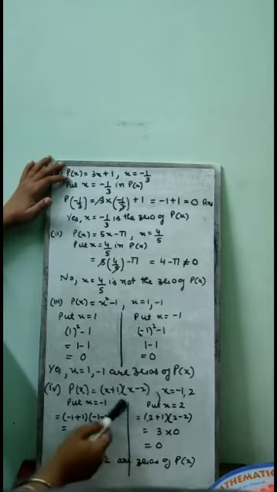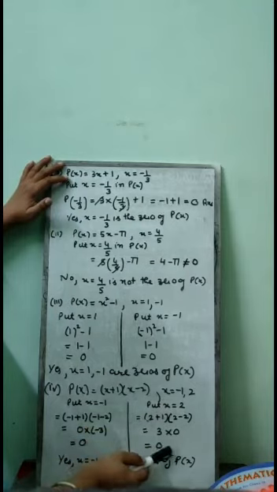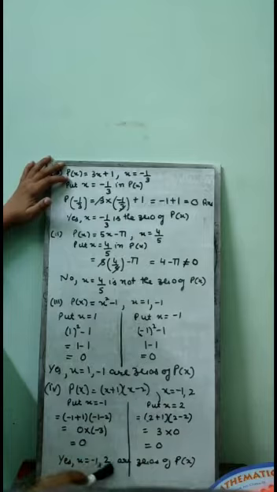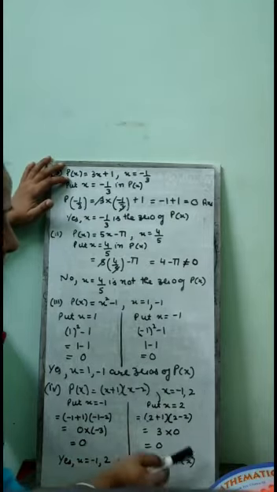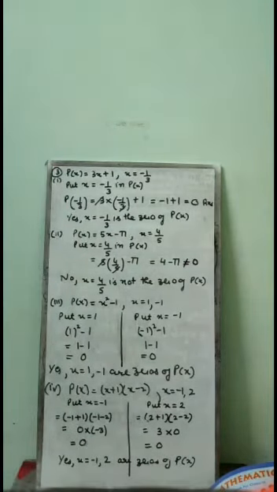Here 2 plus 1 into 2 minus 2. 2 minus 2 is 0. 3 into 0 is 0. So we will write yes, x is equal to minus 1 and 2 are the zeros of p(x). Is it clear? Give a thorough review of these four sums.